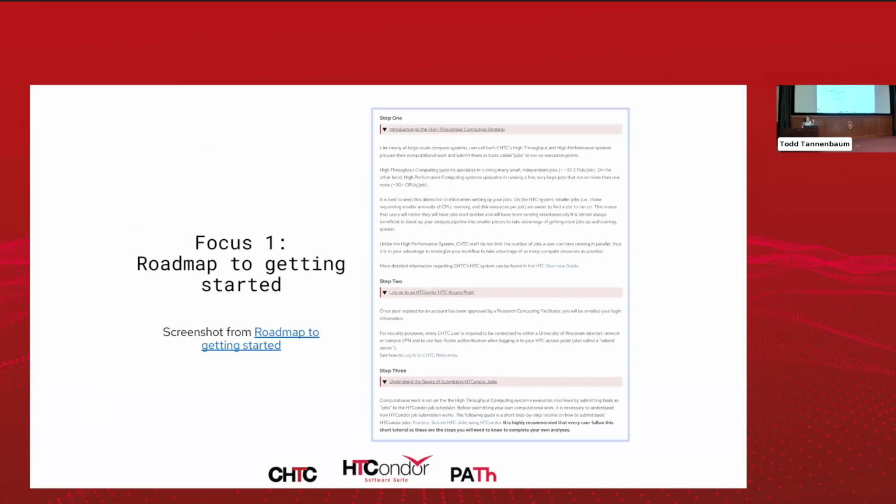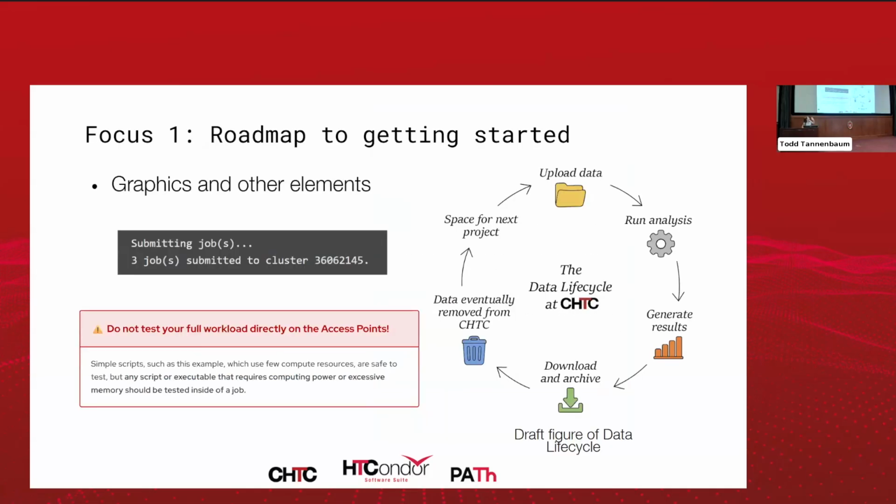This is what the roadmap to getting started currently looks like. We see that there is a lot of text, there are sections, and the idea is to break this down into different pages and to incorporate graphics and elements. So here are a few examples. We have code blocks, warning and tip messages, and then also figures like the one over there. That is something that I created. I have some experience in graphic design, and I look forward to creating more. This data lifecycle aims to illustrate the best data handling practices for users.